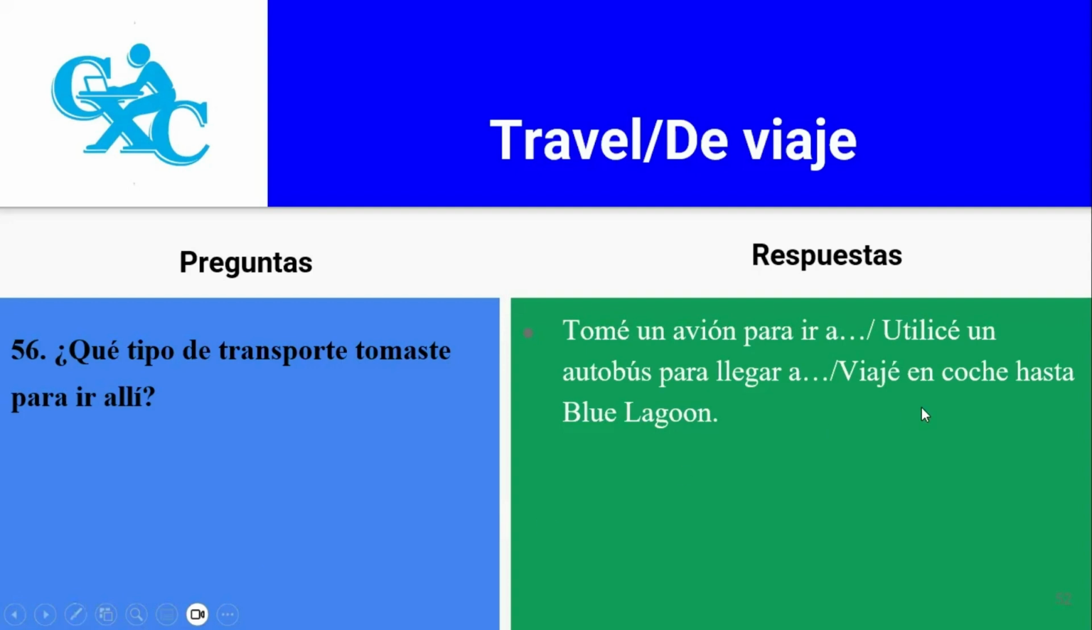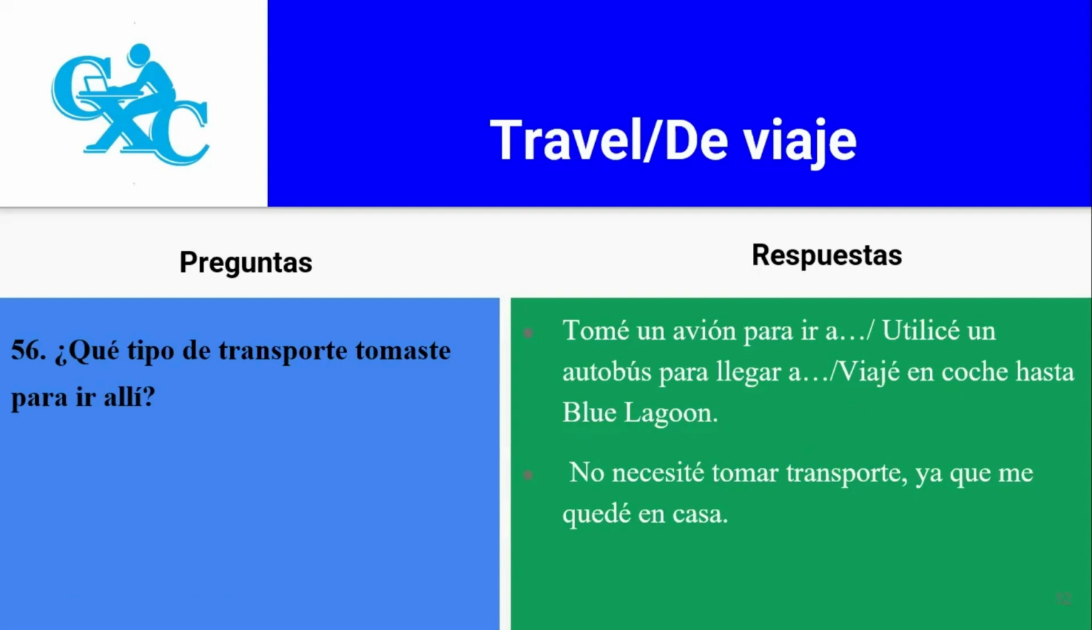So that's a complete response. For example, viajé en coche hasta Blue Lagoon. So these are possible ways of responding. And this question would be a follow-up question to the previous one asked. Okay? Let's look at another way of responding.